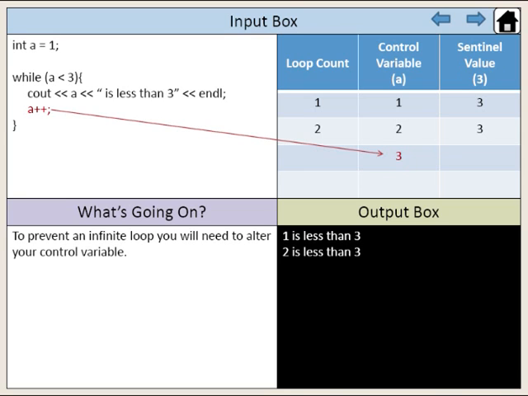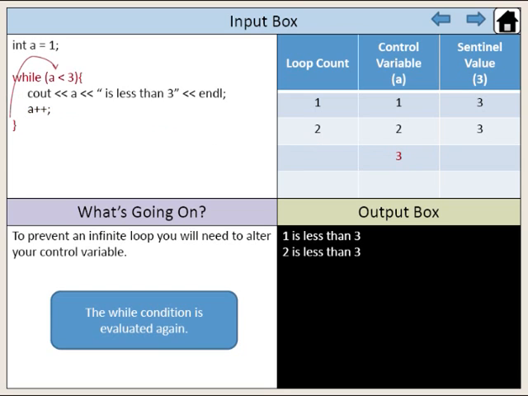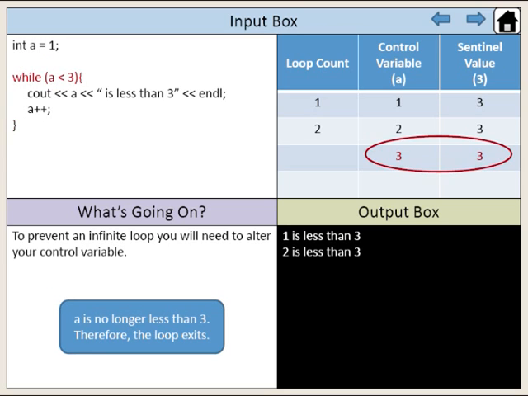The value of a is increased by 1 again. Therefore, it becomes 3. The while condition is evaluated again. But a is no longer less than 3. Therefore, the loop exits.